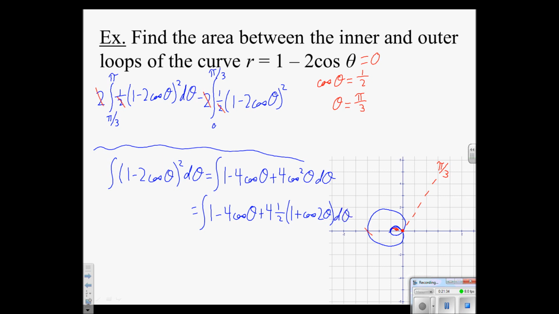Okay, so I'll leave it at that. From here, distribute, combine terms if you want to, and then integrate it. And then, of course, there are endpoints.